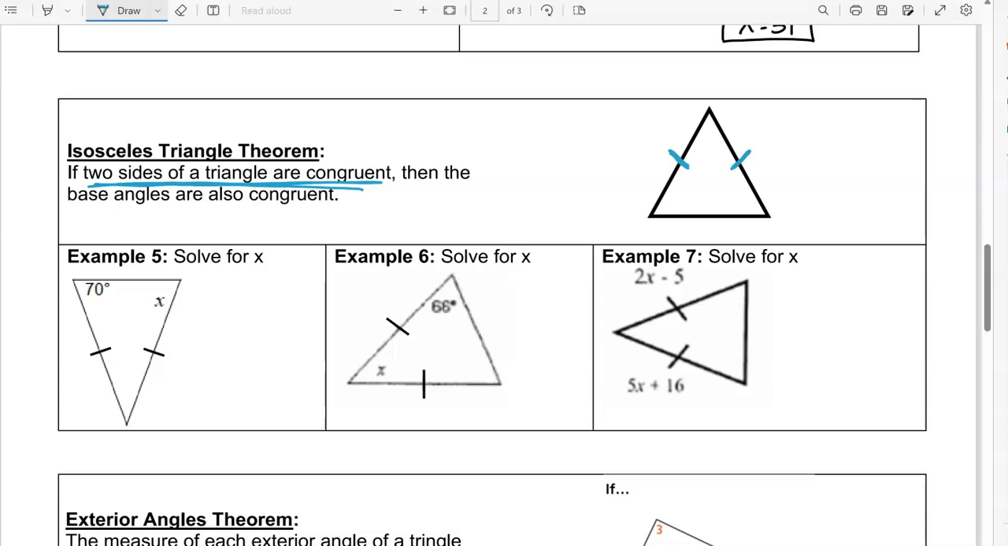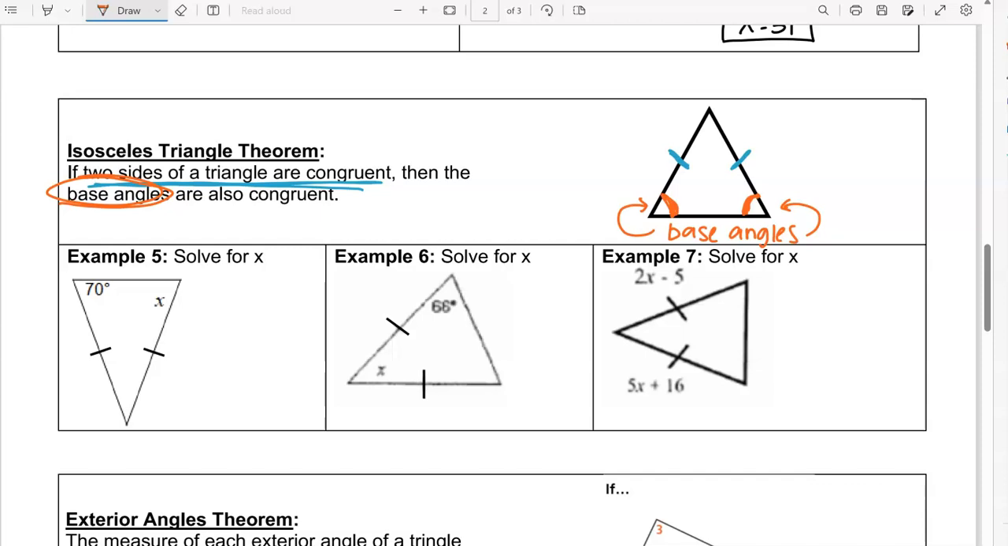So if those 2 sides are congruent, then the base angles are also congruent. The base angles are the 2 angles not in between those 2 sides, or they're across from those 2 sides. So this angle and this angle, these would be considered your base angles. And that's how you show that angles are congruent with those little hoop marks. Now the reverse of this is also true. If the base angles are the same, then the side lengths are also the same.